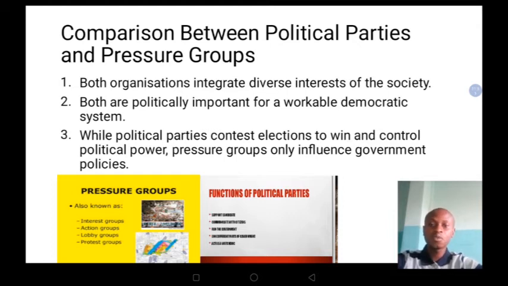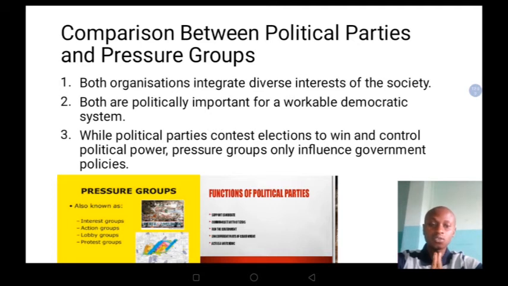Now, political parties contest elections to win and control political power. Pressure groups only influence government policies. You can see the difference. The first and second, we talked about their similarities. Now you can see their dissimilarities. This one contests the election, aims at winning in order to control political power. But this one doesn't contest election, doesn't aim at controlling political power.